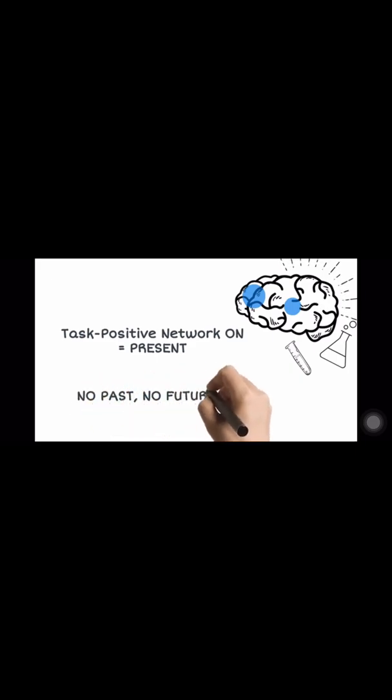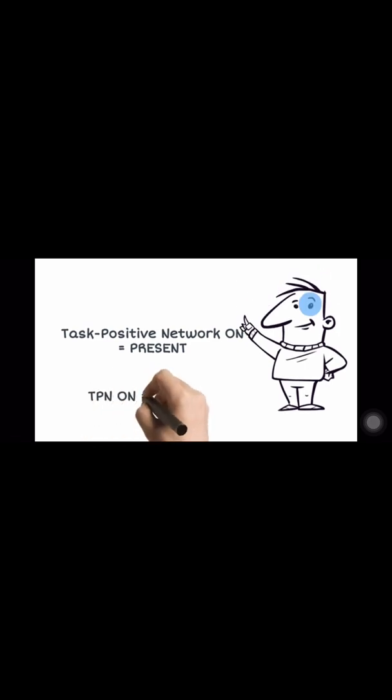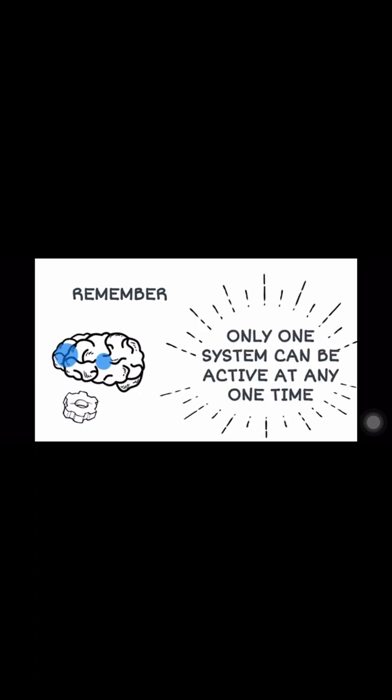When the TPN is activated and we are in the present, there is no rumination, there is no worry, there is no past, there is no future, because the DMN is inactivated. And again, only one system can be active at any one time. By activating the TPN, we deactivate the DMN.